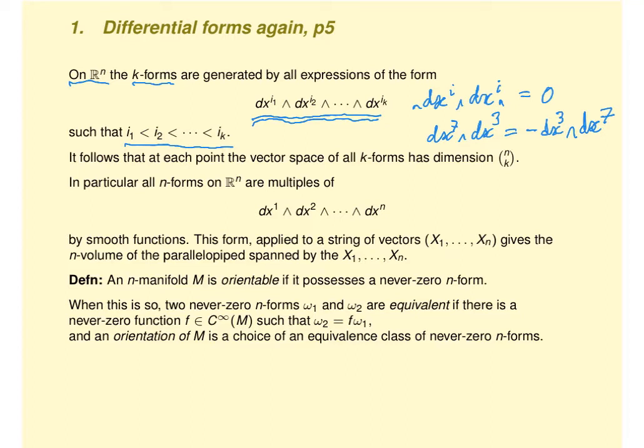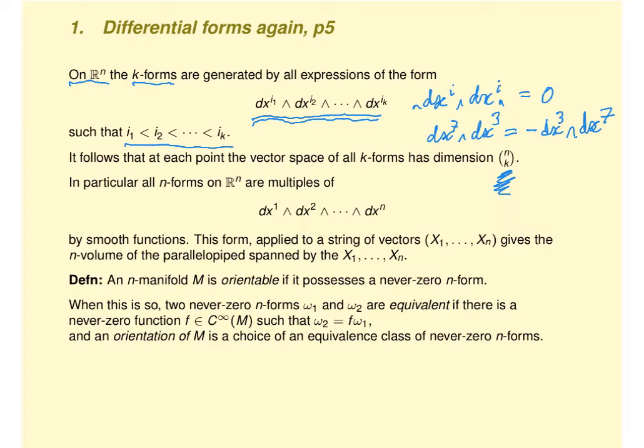We can multiply these by smooth functions, and we can add them up, and by so doing, we get all the k-forms on Rn. And it follows that at each particular point of Rn, the vector space of all the k-forms has dimension n choose k. And also, of course, if k is equal to n plus 1, then there's absolutely certain to be repetitions, and therefore such a form is 0. n plus 1 forms on an n-manifold or on Rn, n plus 1 or higher, are all 0.